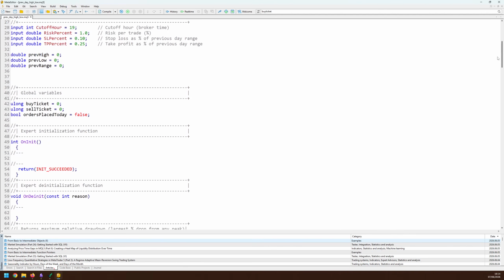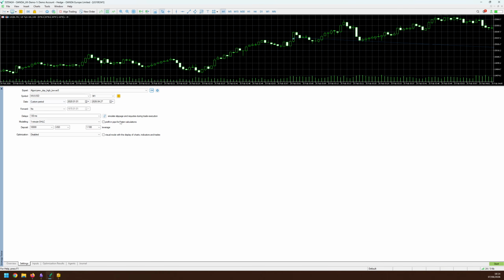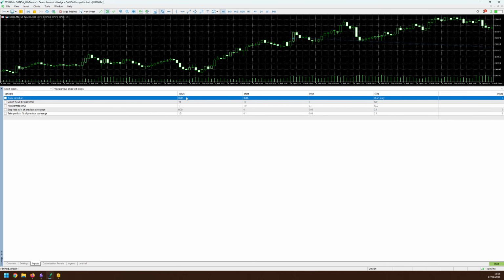So I put together an expert advisor using those strategy rules, and then I can actually run that backtest. So I'm going to test this on gold on a 1 minute time frame from 1st of January 2020 to the present day. And then for accuracy, I'm going to use every tick based on real ticks. I'm probably not going to have 100% data history with this, so there are going to be a lot of simulated ticks, but I think for a strategy like this, it doesn't really matter. And then I've got my different inputs. So the trade direction is going to be both long and short.